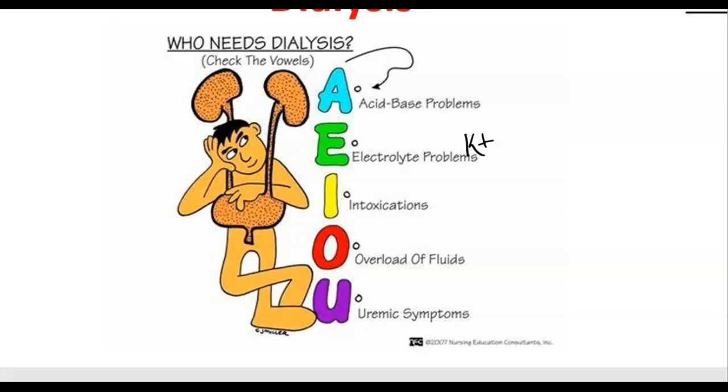And then, of course, uremic symptoms. So uremic is the buildup of the waste products. Specifically, that would be like our creatinine and our BUN, creatinine. Look at me not spelling.